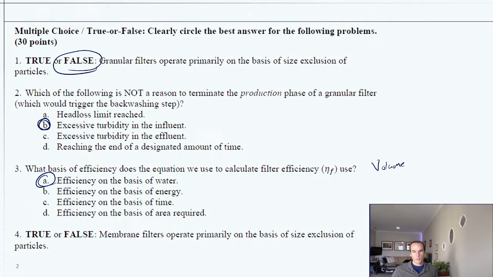Next up, true or false: membrane filters operate primarily on the basis of size exclusion for particles. This one would be true for the removal of particles. If we get so small that we're doing things that we don't call particles, like molecules, perhaps we can consider some other answer there, but in general, we would consider that as true for particles for membranes.